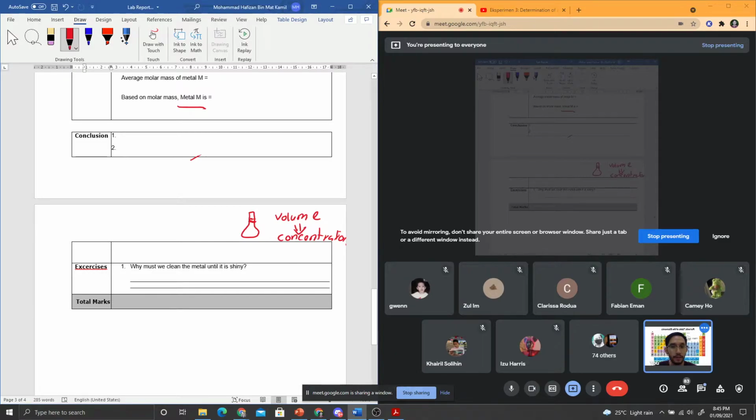Sebab volumetric flask is very accurate flask. So at the mark, exactly at the mark, it is berapa banyak yang volumetric flask tu lah. Contohnya 250 mL. You lebih je, you tak boleh nak buang. You tak boleh nak sedut balik buang. You kena buat balik. You kena keluarkan, basuh and buat balik. So contohlah this question is why we must clean the metal until it is shiny.